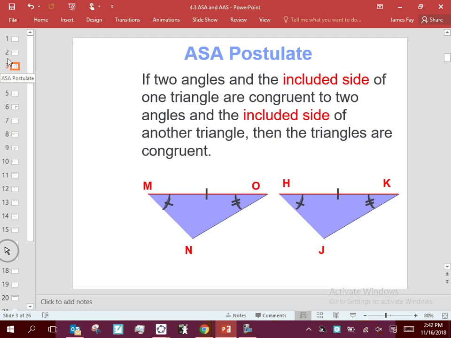All right, so that gets us to the ASA postulate. If two angles and the included side of one triangle are congruent to two angles and the included side of another triangle, then the triangles are congruent. It's still the conclusion that we've seen with side, side, side and with side, angle, side: the triangles are congruent. It's just that the if part is now a reorganization of parts. Now you have two angles that are sandwiching the side. The picture at the bottom is what we'll be looking for inside our proofs, homework questions, test questions, and all that kind of stuff.